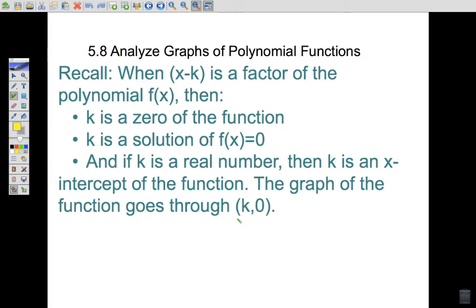k, 0 is a point on the polynomial. It's where the graph crosses the x-axis because k is a zero of the function, which means when you put k into the function, you yield a value of 0.